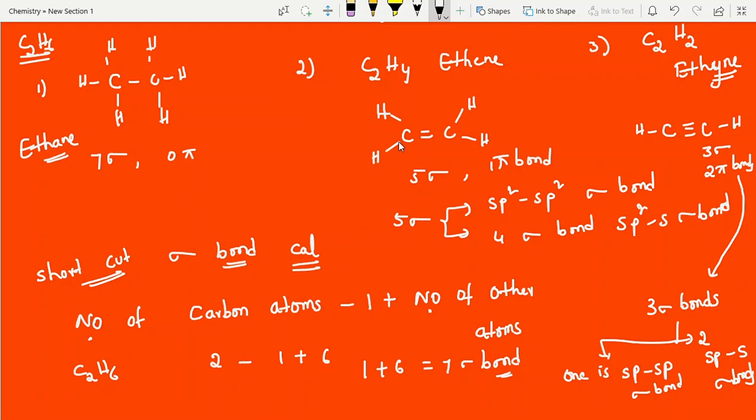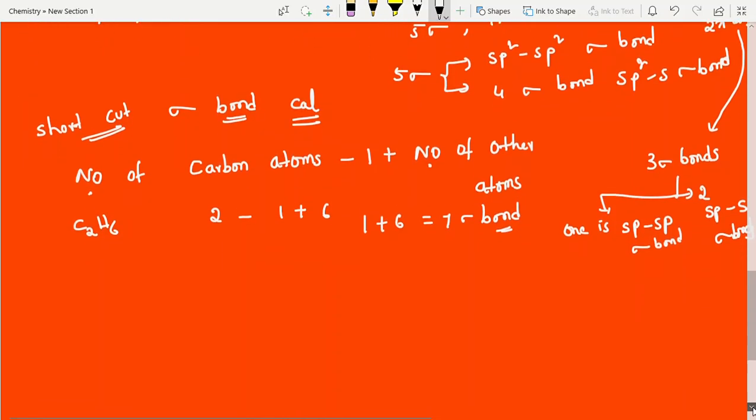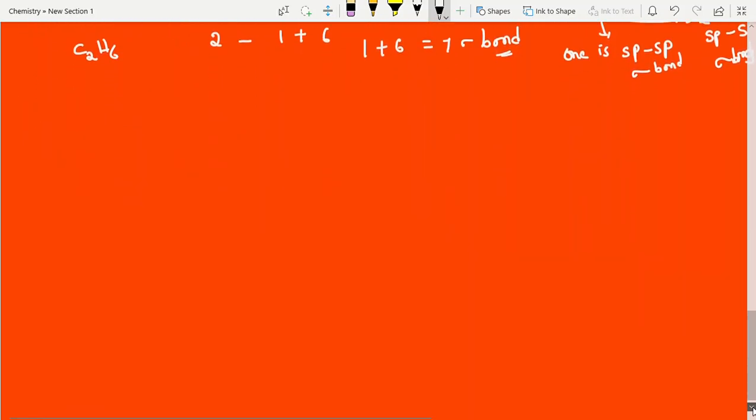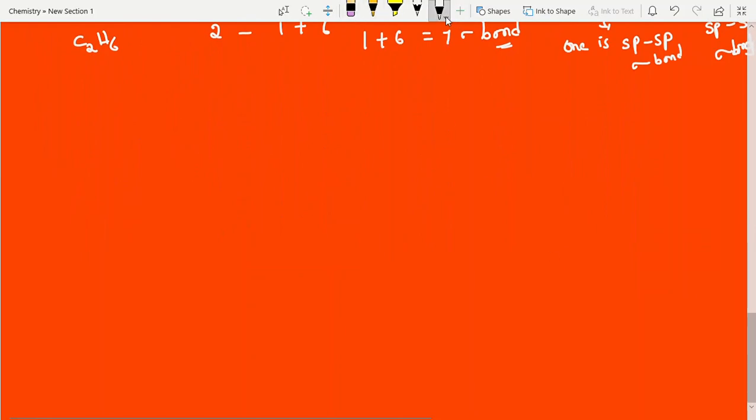You can apply the same thing here. Is it matching or not? See, how many carbons here? 2. 2 minus 1, 1, plus totally how many other atoms? 4. So 1 plus 4, 5. That's it, students. Easily you can work out the sigma bond and pi bond calculations. Pi bonds are very easy. Out of 2 bonds, 1 pi bond must, and out of 3 bonds, 2 pi bonds must. Okay. Now next, calculating hybrid and pure orbitals.